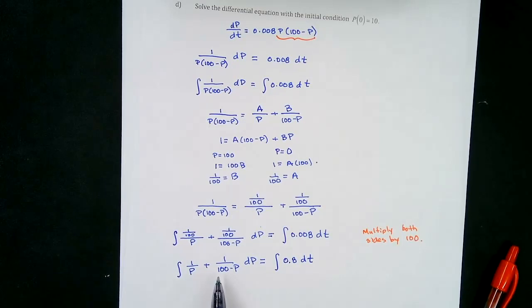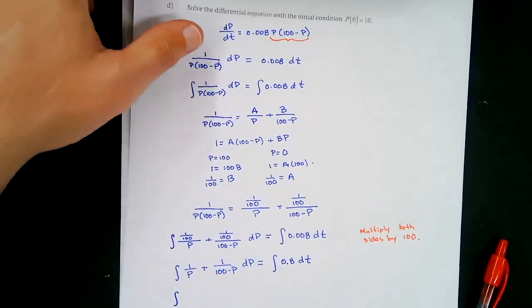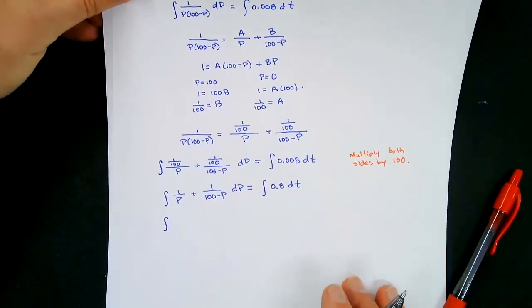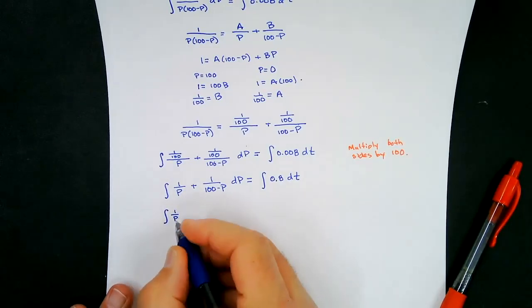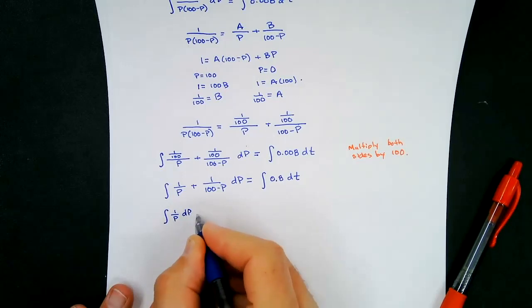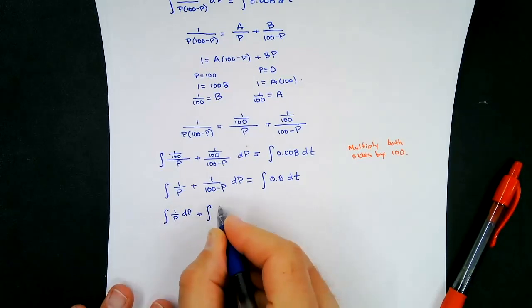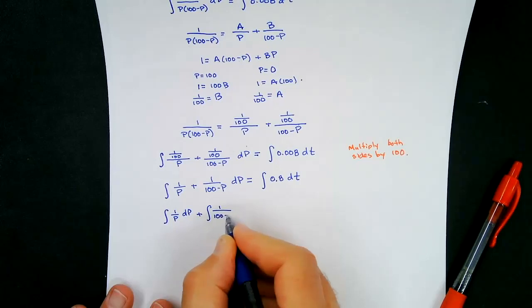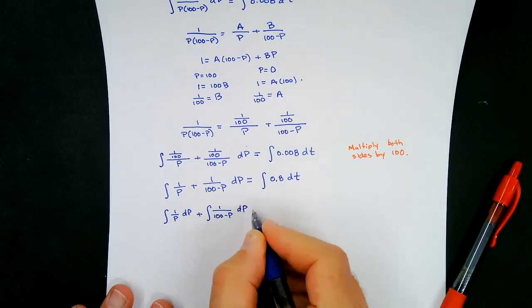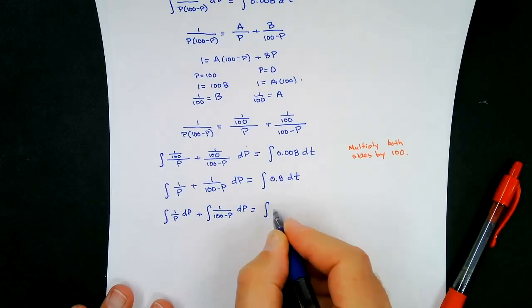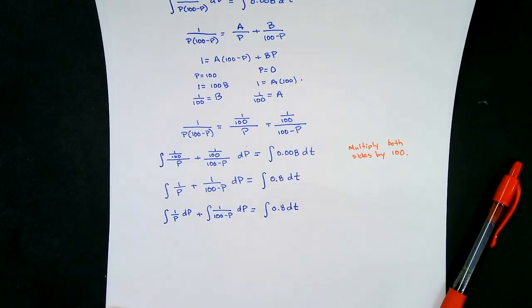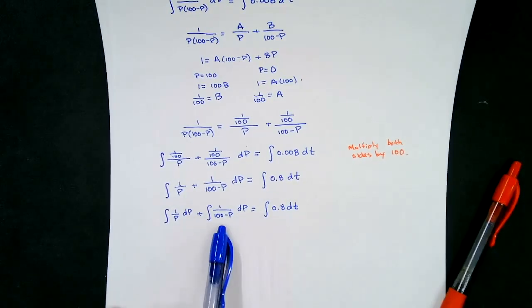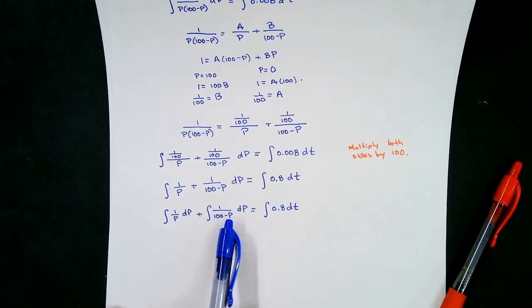All right, so now what we need to do is integrate this. So this would be the integral of 1 over p dp plus the integral of 1 over 100 minus p dp is equal to the integral of 0.8 dt. This one's ready to integrate. This one's not, okay? I would do an integration by substitution here.